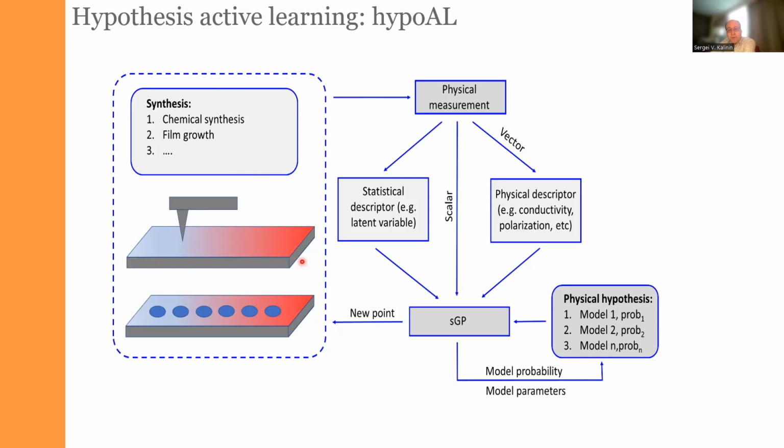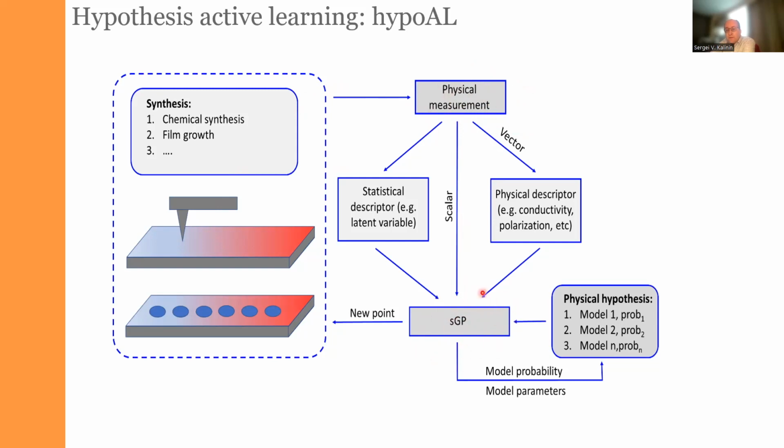Or it can be the combinatorial library, where you choose the location for measurement using the AFM tip, or you deposit microelectrodes and you choose the location for measurement of a microelectrode. The only important thing is that this synthesis or characterization or microscopy is sequential. So the outcome is a single measurement. Of course, it can be a batch, then things change a little bit, but let's assume that this is a single measurement. Once we have the single measurement, we send the result of this measurement to the structured Gaussian process. This is our hypothesis learning.